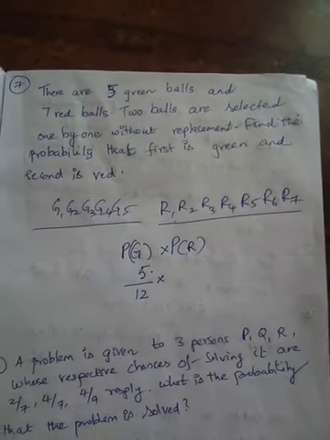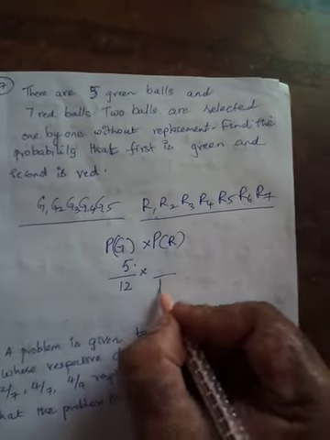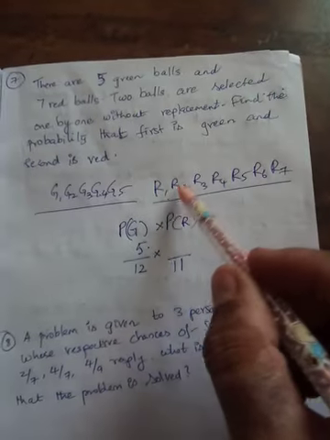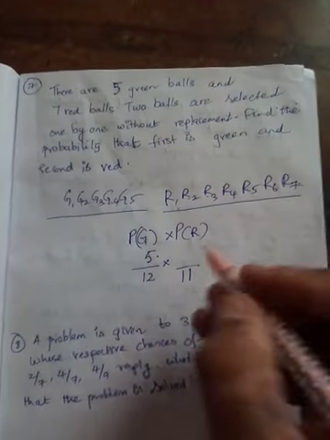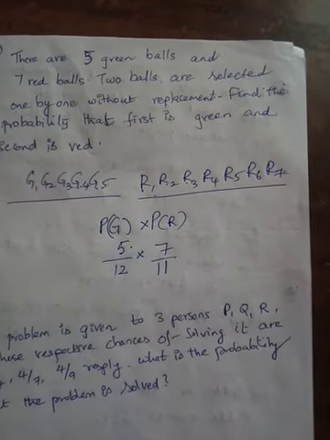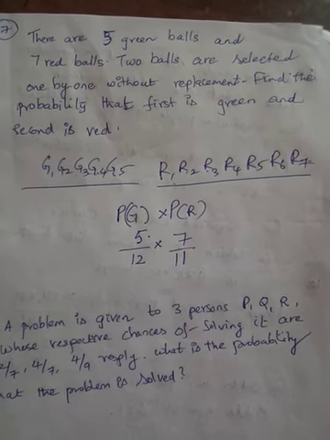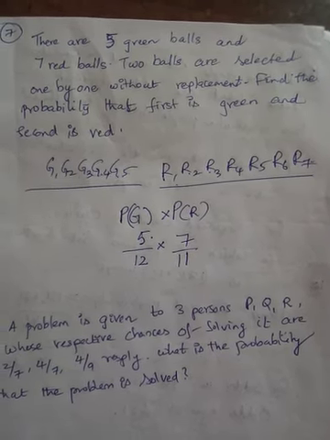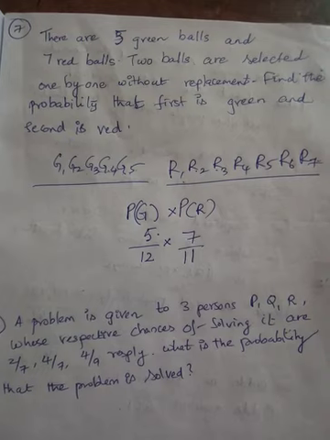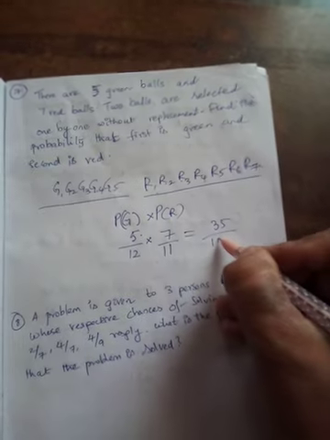Out of 12. Now without replacing, I need not put the ball back. I will not have 12 balls again, I will only have 11, because one ball I have taken out. In these 11 balls, there are 7 red balls, and I can take any one of them. Only I have to select the red in the second case, and in the first case only the green. So in the first case, I get 5 out of 12, and in the second case, 7 by 11, because there are 7 red balls but only 11 balls in total. The product gives the answer: 35 by 12 into 11, which is 132.